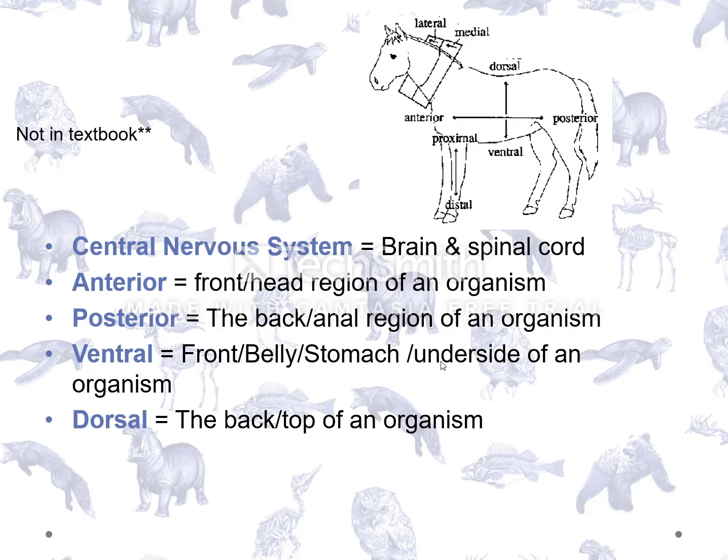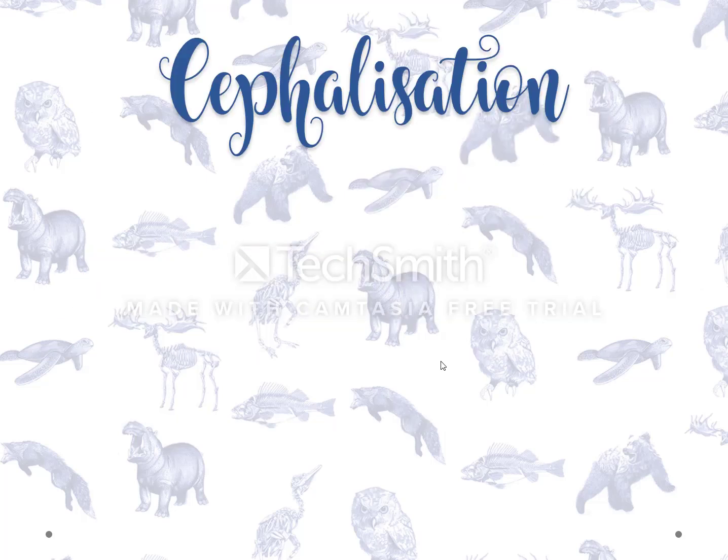But I could also use this picture of the horse that you can see, or something like this, to ask you about symmetry. I could give you any type of organism and ask you to find the symmetry for me or tell me the symmetry. Okay, so the next body plan is called cephalization.